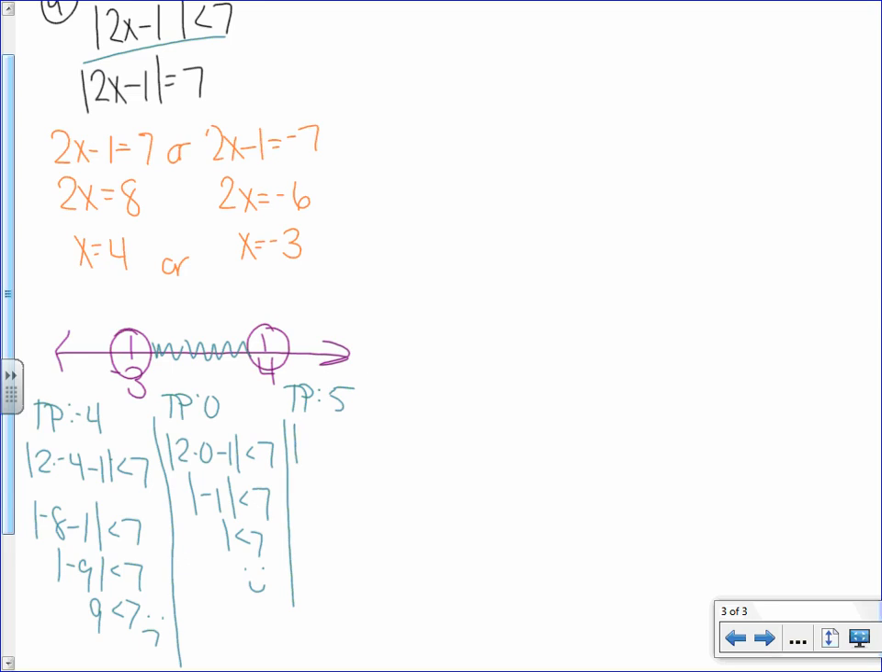And now let's test 5. That's going to give me 10 minus 1. That's going to give me 9. And 9 is not less than 7, so I do not shade there. So I need to be smushed between negative 3 and positive 4.